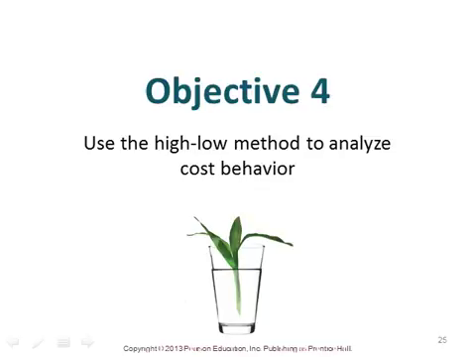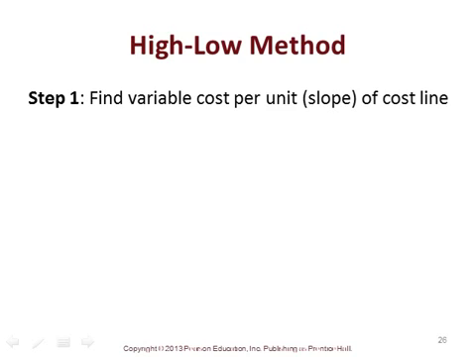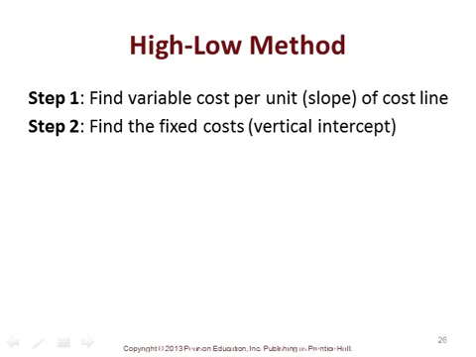And next we want to talk just a couple of minutes about the high-low method to analyze cost behavior. And this has certain advantages and disadvantages. So for step one, we want to find the variable cost per unit or the slope of the cost line. Then for step two, we want to find the fixed cost or what we call the vertical intercept, right? Because we know that that's not the origin for fixed cost. And then we want to create the cost equation.